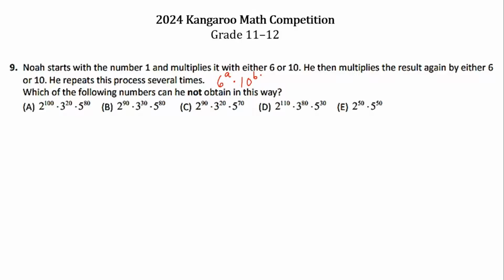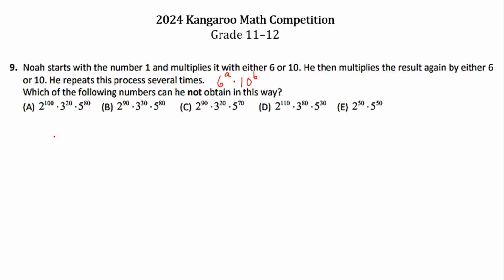Okay. Now let's examine which option can be written in the form 6 raised to a times 10 raised to b. If we can find an option that does not follow this form, then that's the answer we are looking for, because we are looking for a number that is not possible to have after the process is done. All right. Now let's manipulate option A.